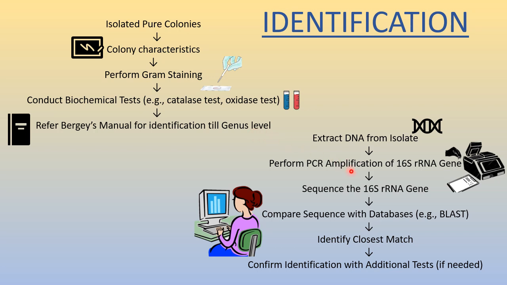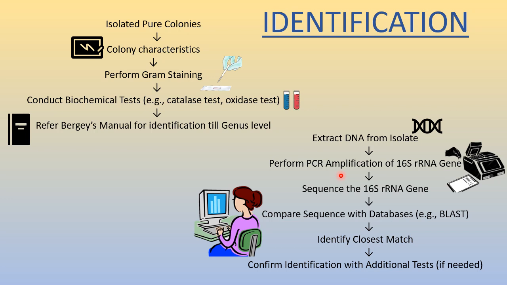But if you are doing research and you need to be 100% sure what culture you are working with, you need to do gene sequencing for identification. So first, you extract DNA from your isolate, then you perform PCR amplification of the 16S rRNA gene.